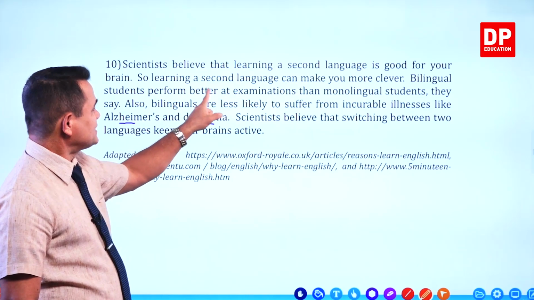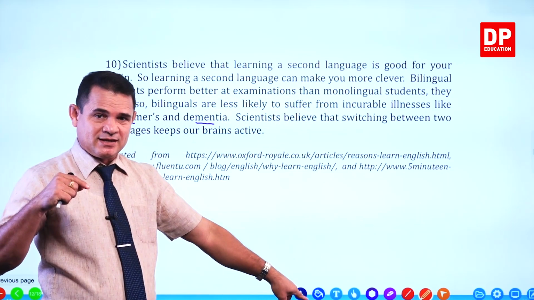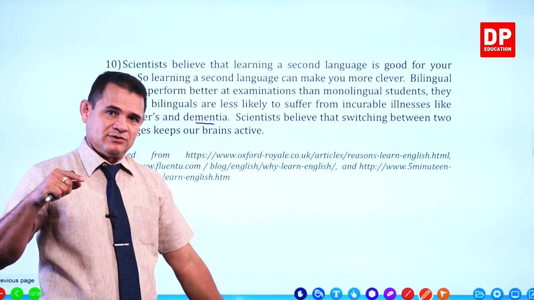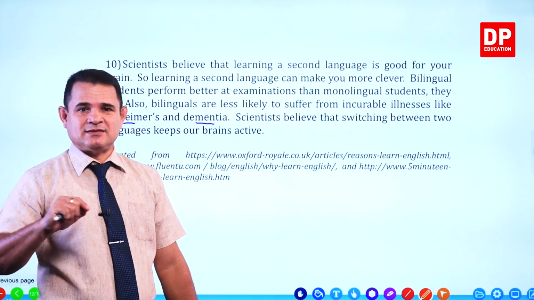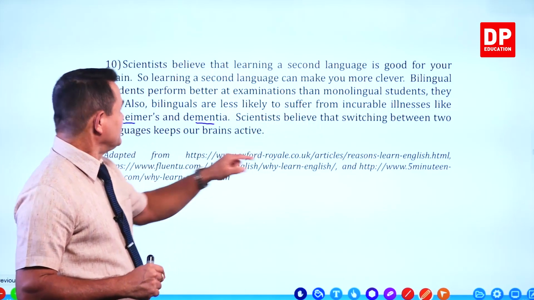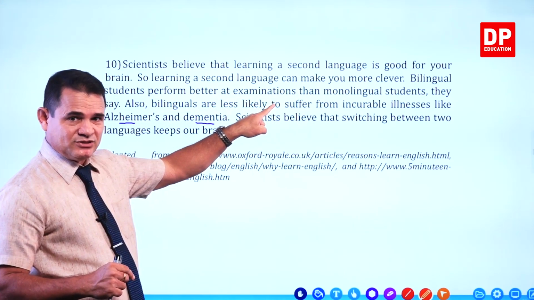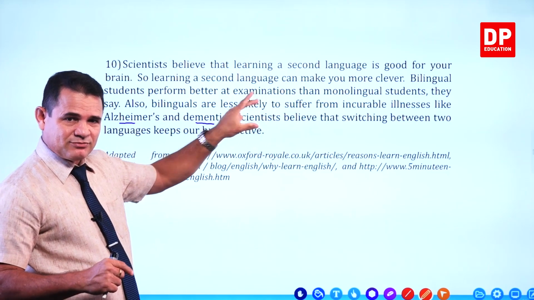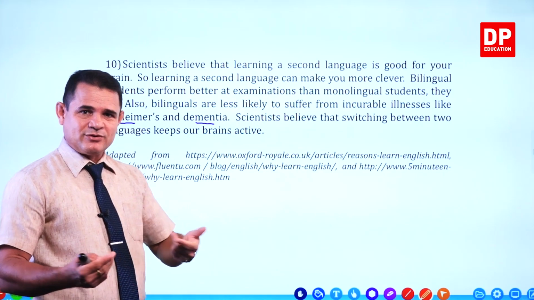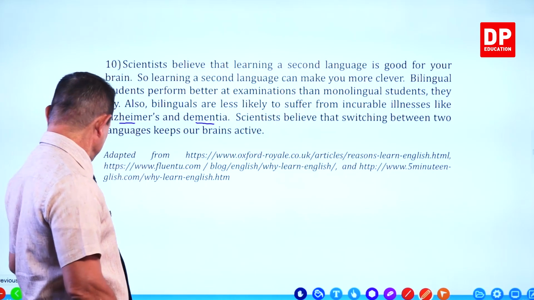So learning a second language can make you more clever. Now our paragraph එකේ කිව්වා 75 years old. අවුරුදු 75ක් වයසේ තාම still working as a translator. Clever. Bilingual students perform better at examinations. මේ තත්ත්වයට සමානයි නේද? Talking about that grandfather. So then you can take the number 10 for that.